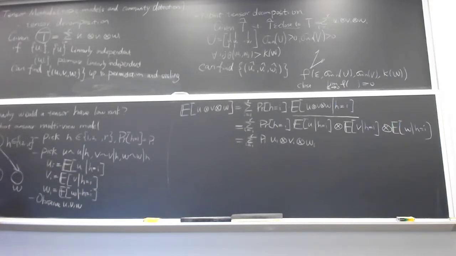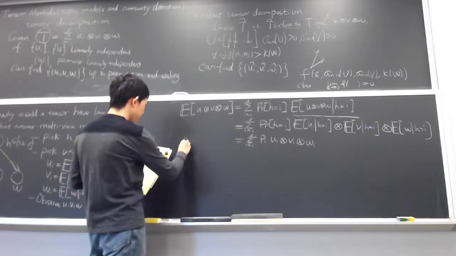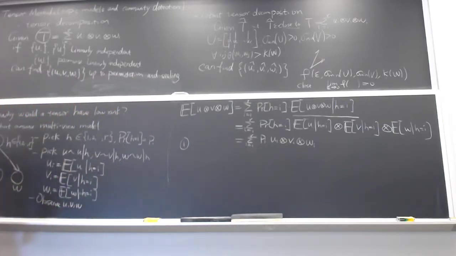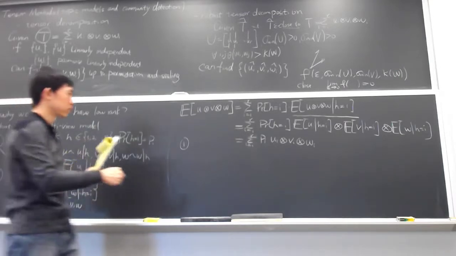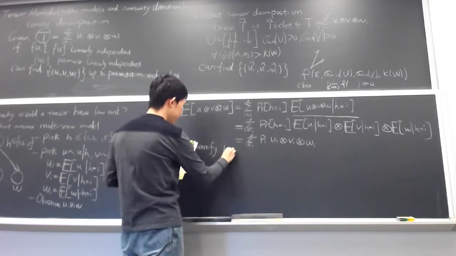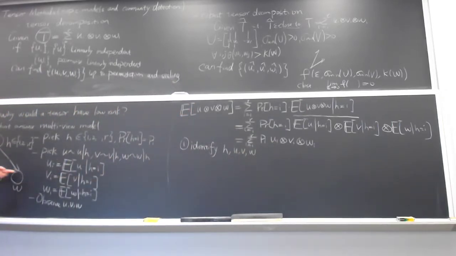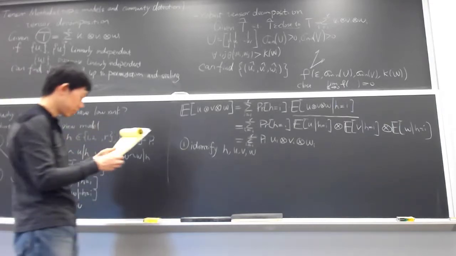So this is the most general way of applying tensor decomposition algorithms to probabilistic models, but of course the models you want to consider will not just have this very simple form. When you try to apply this, there are several steps you need to think about. The first problem is to identify H, U, V, and W. In this model, it's very clear there's an H and three different observations, but in many cases it will not be as clear what H is and what the three variables U, V, and W are. In that case, you will need to think about that.